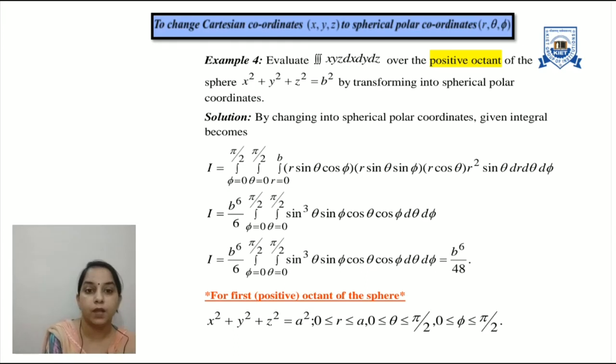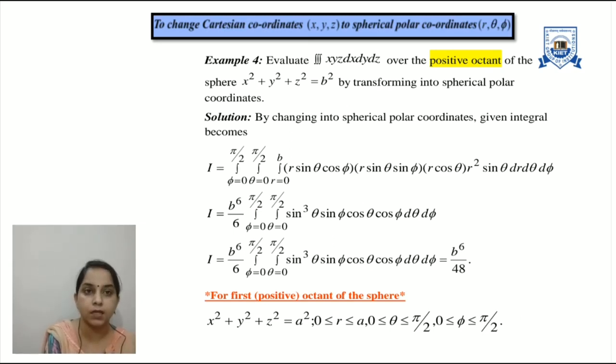Now we come to the very interesting concept of positive octant, or first octant, that I discussed with you in the previous lecture. Here is an example of positive octant, and this one is for spherical polar coordinates. Similarly, you can apply this to cylindrical polar coordinates. I have already described how we take the limits for positive octant for a sphere, and also for a cylinder.